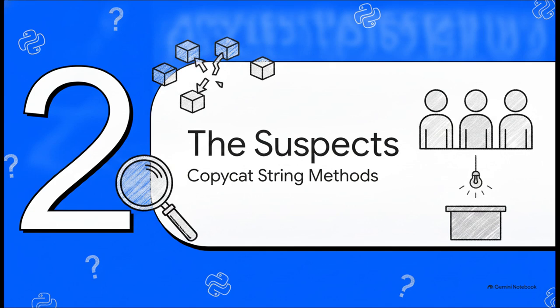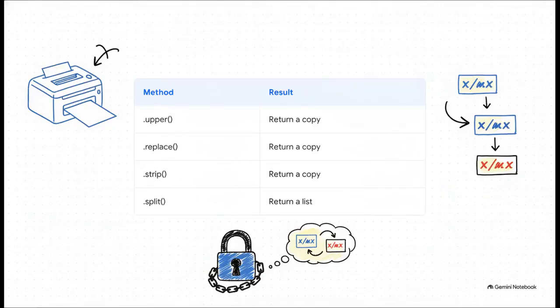So moving on to part 2, the suspects. Let's look at the copycat string methods. Because wait a minute, if strings can never ever be changed, what about all those awesome built-in string methods we learned about? The ones you're supposed to use in your mini projects? Well, here we have some of the most popular ones, .upper, .replace, .strip, and .split.